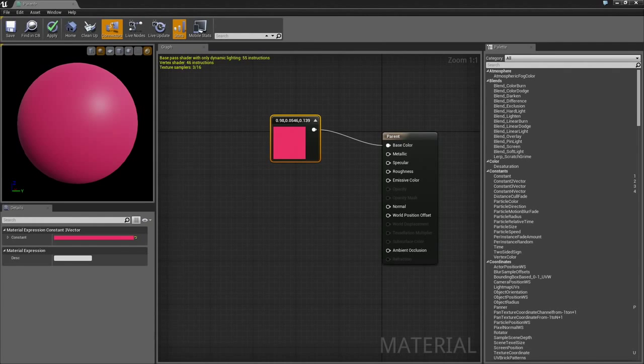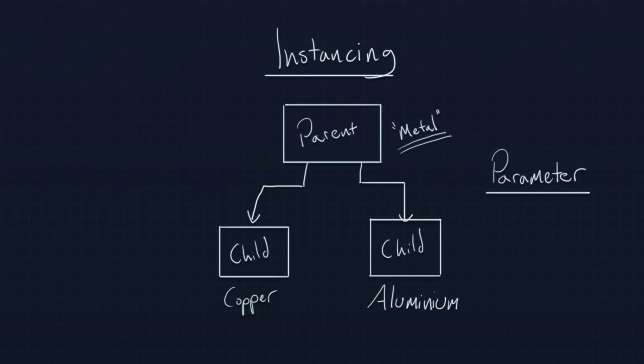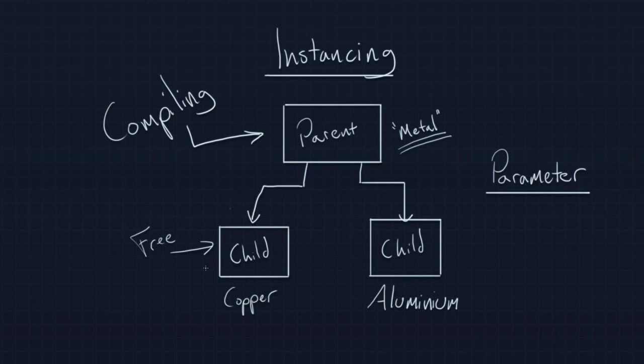Once this material is compiled, that's it. Actually, a quick note about that as well, and so if I jump back to my chalkboard, one of the more important things about instancing is that when it comes to compiling, only your parent material is actually compiled. The children essentially are free. They don't actually cost anything in terms of compiling, so it does speed things up a bit in terms of performance. So let's jump back over here to Unreal.